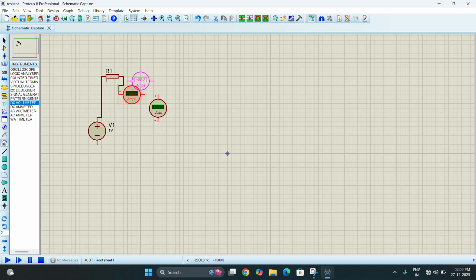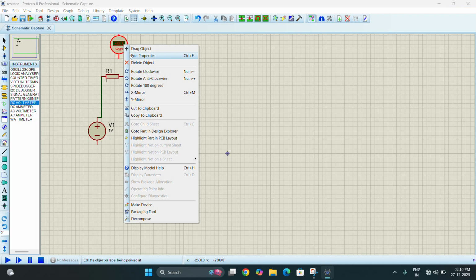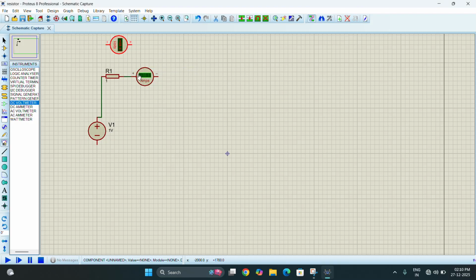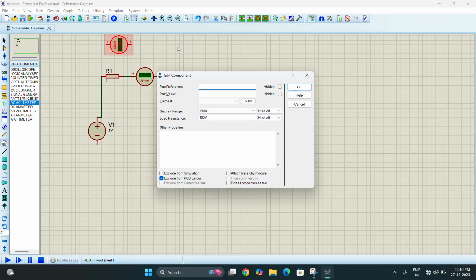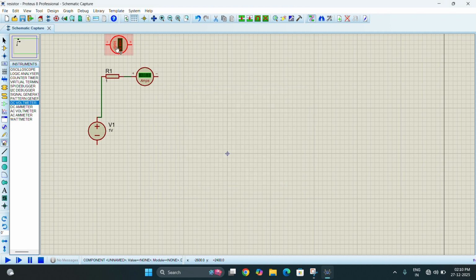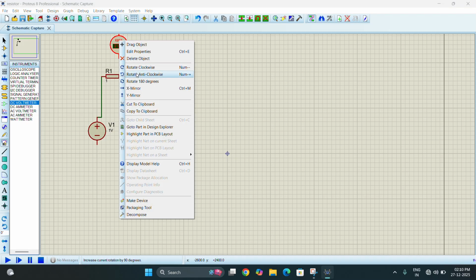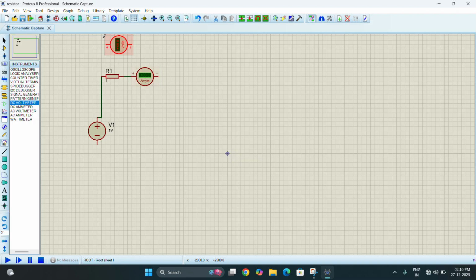Let me make the circuit neat, and then I'm going to connect the voltmeter across the resistance. Let me rotate it. I would have rotated it anti-clockwise, but I made a mistake. So then I will connect it here. So this is connected in parallel with the resistance. Then I will complete this circuit.